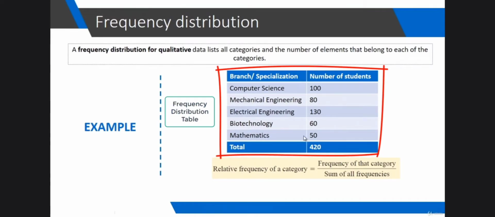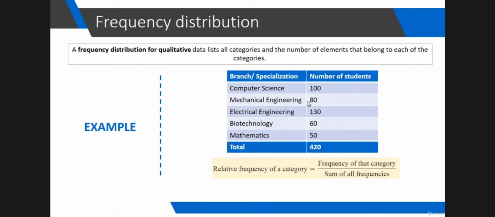Now these numbers on the right are the frequency of occurrence of each branch in our raw data. There is a term called relative frequency of a category, which represents the contribution of that category to the total. That is, mathematically it is the frequency of that category divided by the sum of all frequencies. So relative frequency for biotechnology will be 60 divided by 420, which comes out to be 0.14, which is nearly 14.2%.